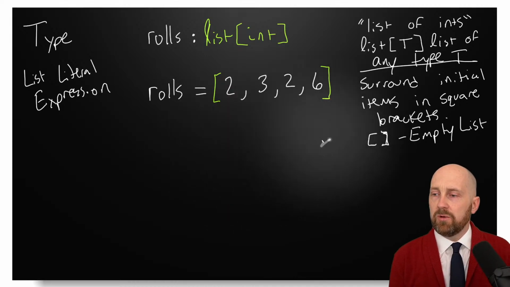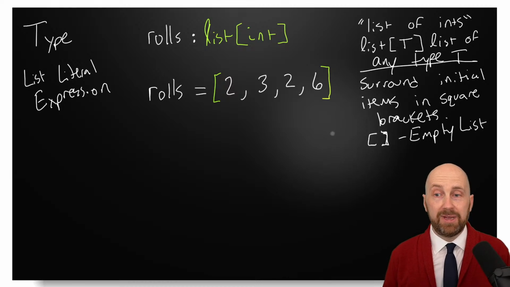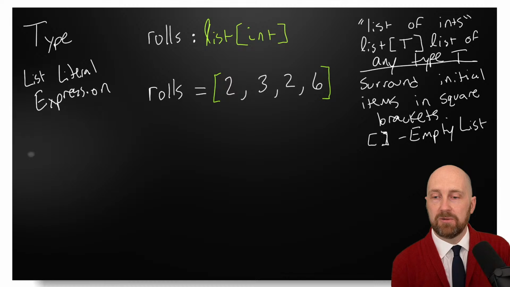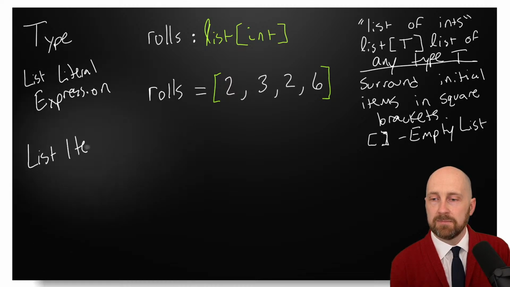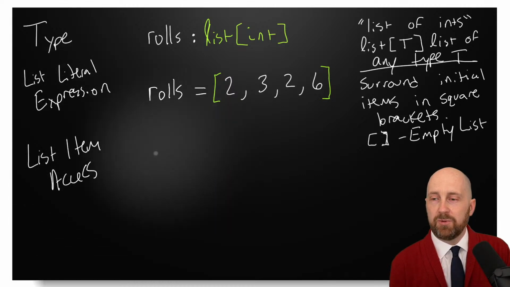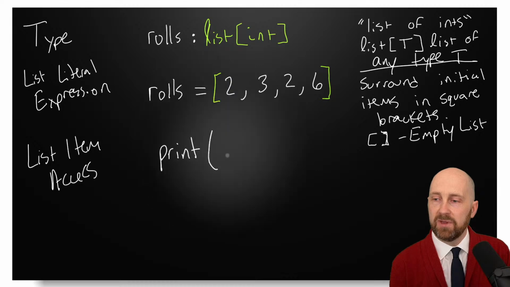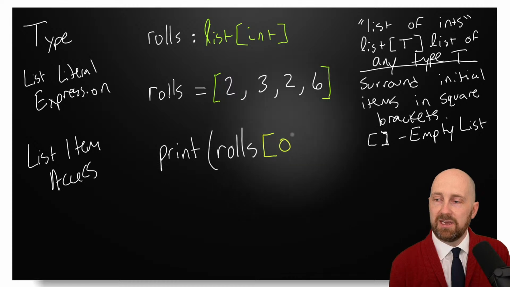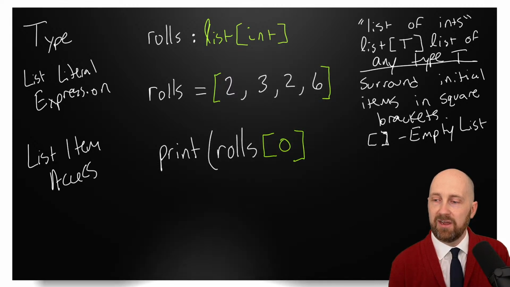So next we probably need to know, well, okay, we've got a list. How do we access something inside of it? And you've already seen this syntax before. So I'm going to label this list item access. So let's imagine we wanted to print the first item of this list. Well, we can print roles. And then here's where we see the subscription notation, index 0, say.